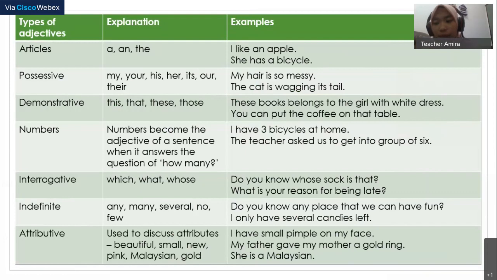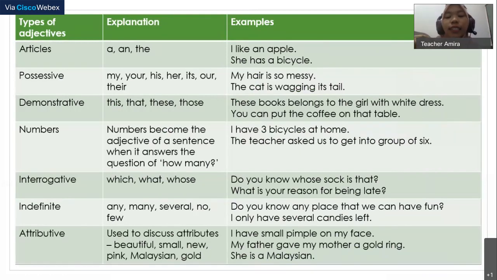Let's take a look at the example. Do you know whose sock is that? So we are talking about that sock. But whose sock? Siapa punya tu? Siapa punya sock tu yang tinggal tengah jalan tu? Okay? We are talking about that sock. So whose sock is that? Siapa punya sock? Okay. The word whose is modifying the noun sock.